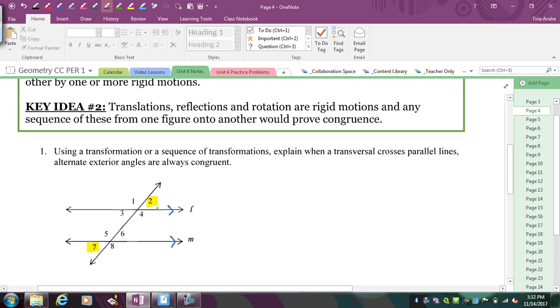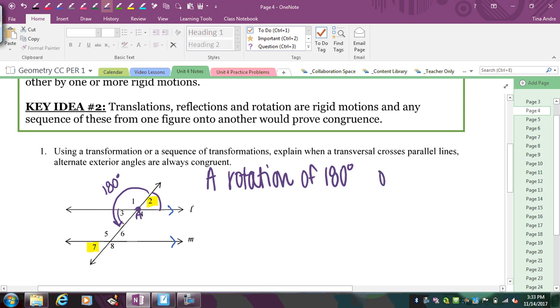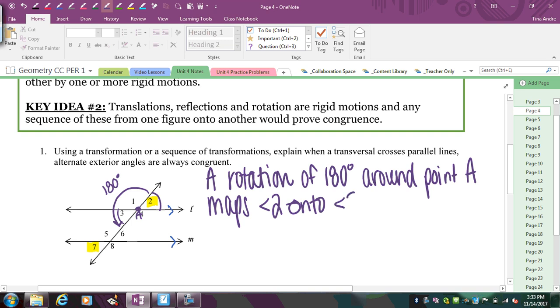If I were to take angle 2 and rotate it 180 degrees around this point, which I'm going to call point A, this ray right here is going to move 180 degrees and end up down here. And this ray right here, if I rotate 180 degrees, would end up over here, making angle 2 congruent to angle 3, since a rotation of 180 degrees would map one onto the other. So that's the first thing I'm going to mention: a rotation of 180 degrees, and for rotating 180, you don't have to specify direction because either way it's going to end up in the same spot. So a rotation of 180 degrees around point A, and you could put any point you want there, will map angle 2 onto angle 3.